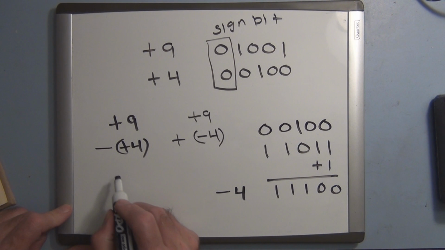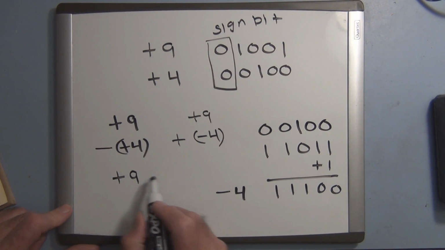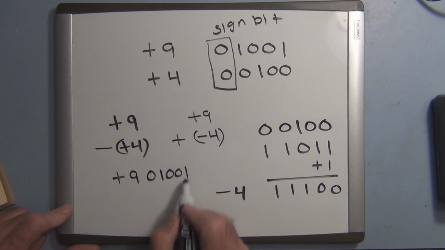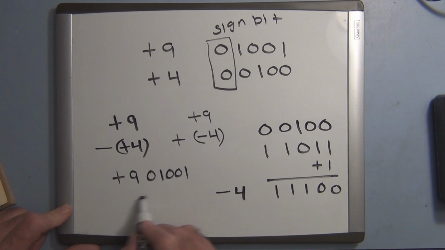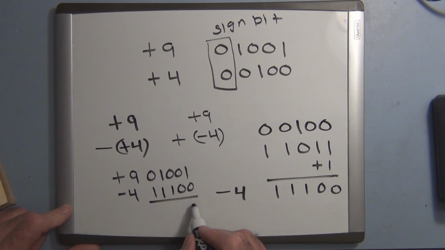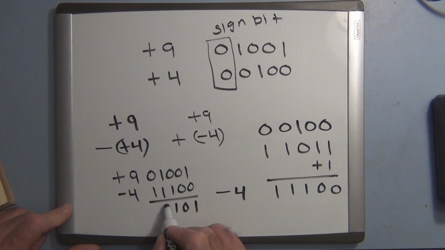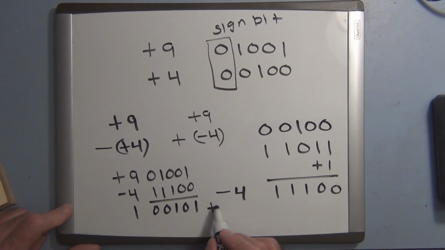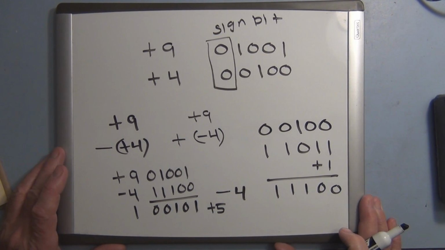So now we can just have plus 9, which is 0, 1, 0, 0, 1. And we just need to add the minus 4, 1, 1, 1, 0, 0. We just add those together. We have 1, 0, 1, 0 carry the 1, 0 carry the 1. And here we have plus 5. So in order to subtract, we just need to add the 2's complement. And that's the benefit of using the 2's complement system to represent negative numbers.